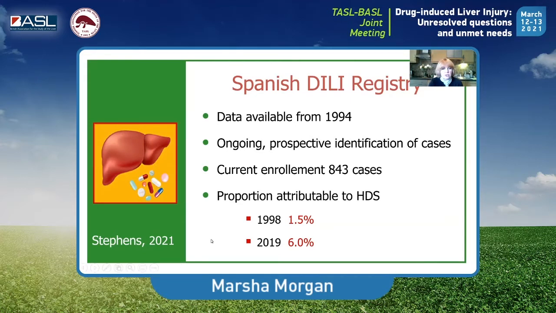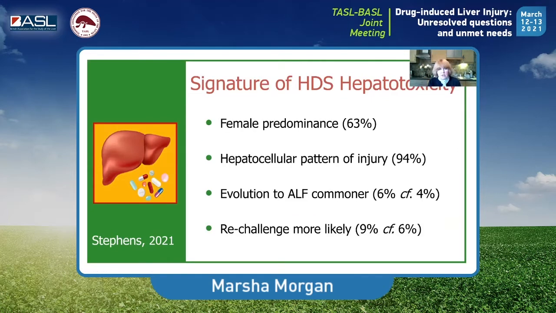The latest publication in press with J Hepatol, Stevens 2021, provides information on 843 enrolled cases. The proportion attributable to HDS has increased over 20 years from 1.5% in 1998 to 6% in 2019. The signature of HDS hepatotoxicity is as follows. There's a female predominance, invariably hepatocellular injury. Evolution to ALF is commoner than with the drugs, and re-challenge, intentional or otherwise, is more likely.